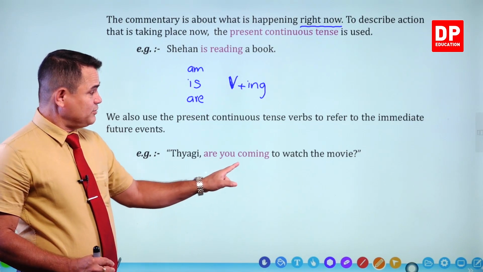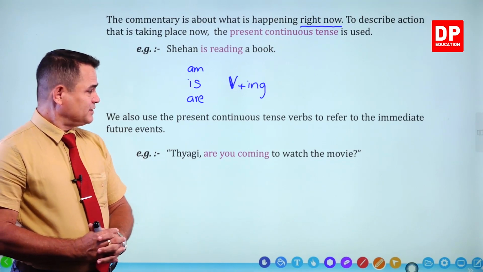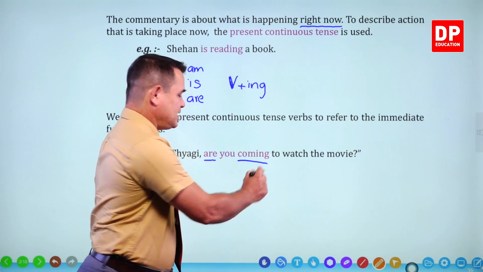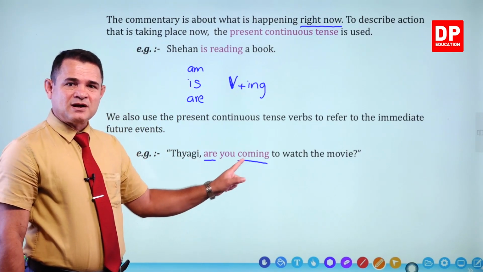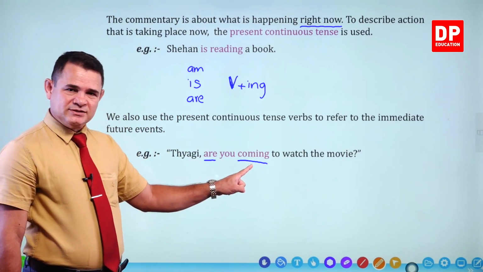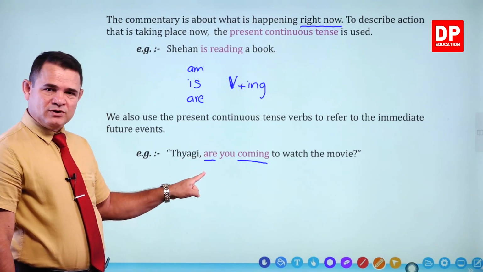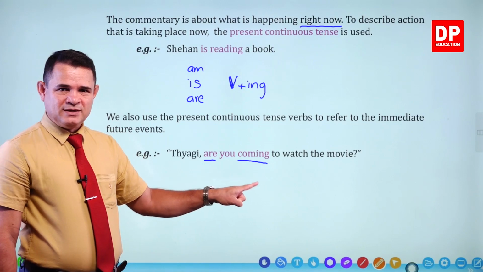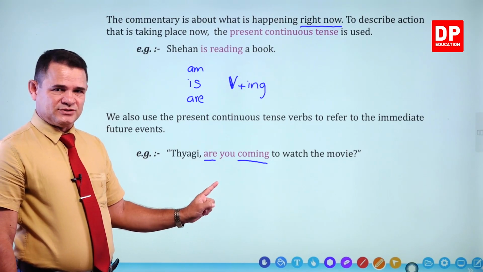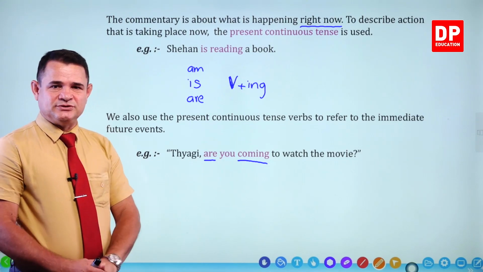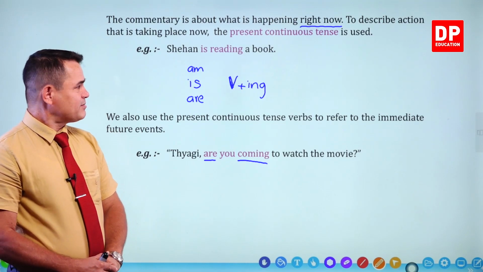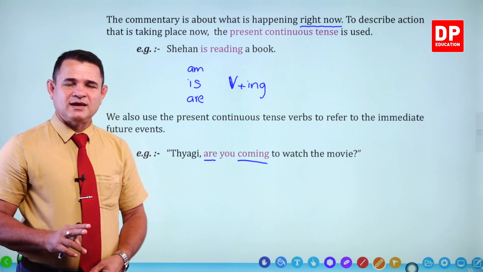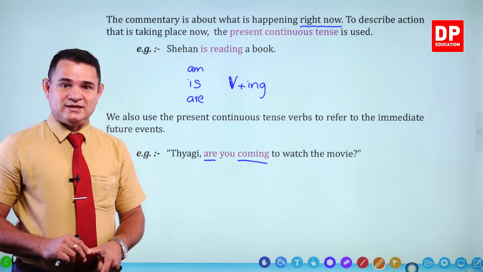Tyagi, are you coming to watch the movie? Are an ing form of the verb. Come, coming. To make the question, are is placed at the front. Are you coming? You are coming. Are you coming? Question. So this is present continuous. Now you know present continuous can be used in ways.